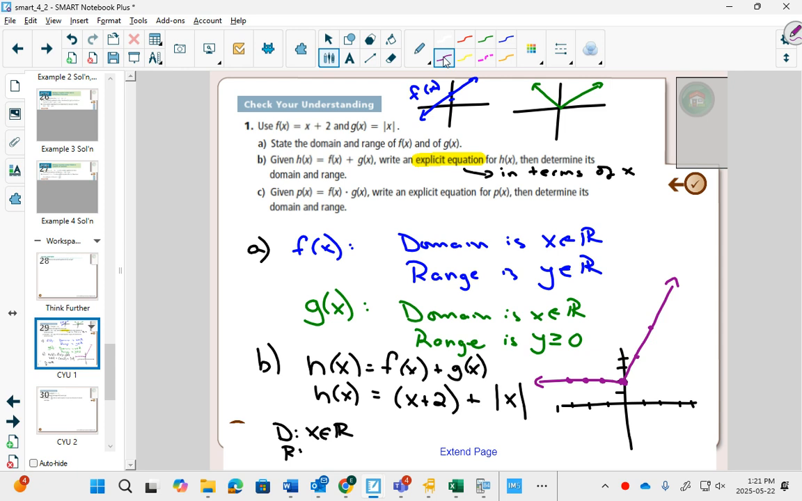And the graph looks like this. Not at all what we would expect based on what the blue and the green looked like originally. That's kind of a weird looking graph. But after I've graphed it, I can now say, oh, my range is y is bigger than or equal to 2.